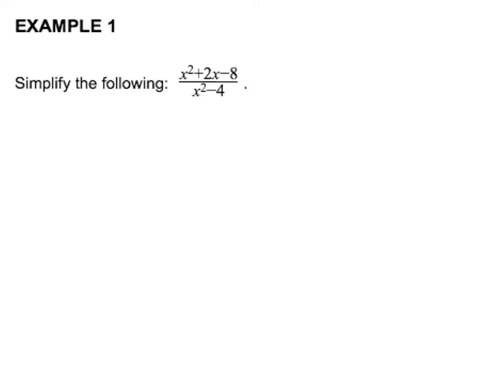So let's go through an example. This first one here is just simplifying one rational expression, just to give you some practice. So here our numerator is x squared plus 2x minus 8. Focusing on that, we are going to have two factors, and both of them are going to start with x, because the coefficient on our x squared term is just 1.